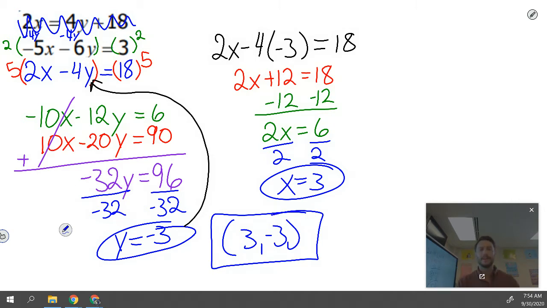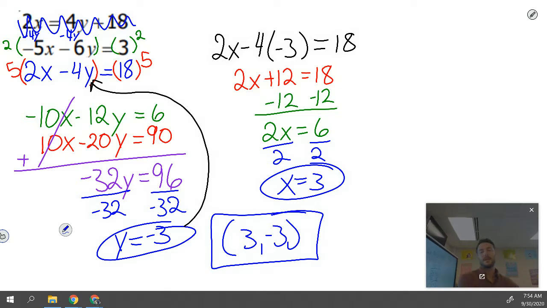Okay. Definitely the hardest problem that we did today, just because you got to move it first, then you got to match them up, then you got to make them be the same, positive and negative. So then we add them together, one eliminates, solve for a variable, and plug in the last one. Okay, so that is elimination. Hopefully that rings some bells.